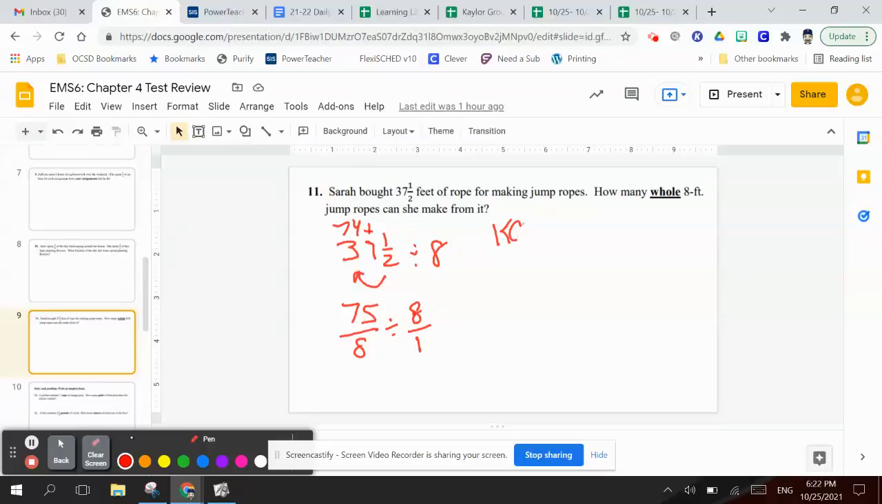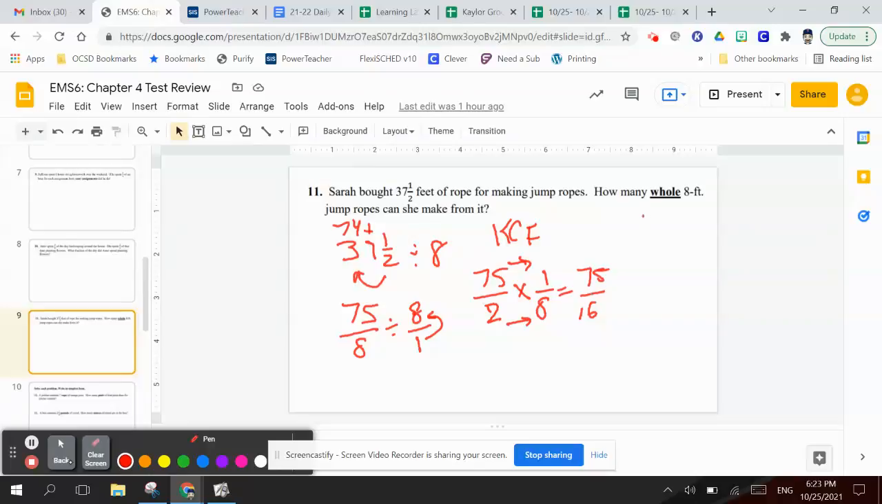I remember my keep, change, flip strategy. So keep my first fraction the same, which is 75 over 2. Change the sign to multiply and flip the second fraction, which would now be 1 over 8. As I multiply across, I get 75 over 16.